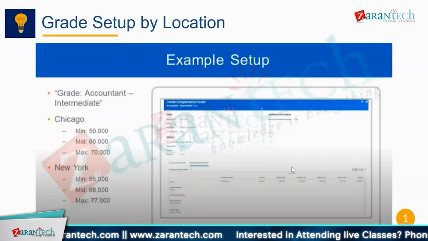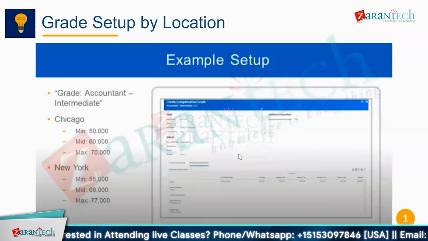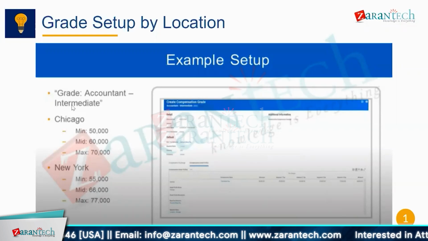All right. So this example is basically where you're creating a compensation grade, and this one is for an accountant and it's intermediate, so not advanced, not beginner, but someone that has several years of experience. And as we see here, Chicago could be that zone one, and New York is zone two. So you'll see the min, mid, and max.